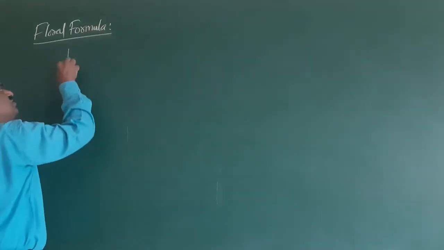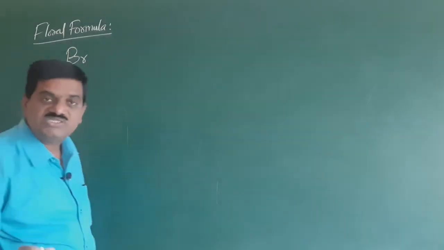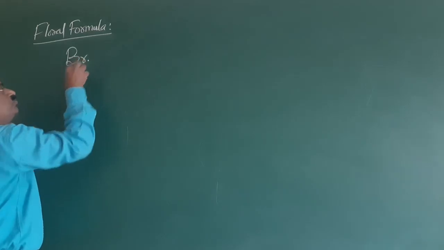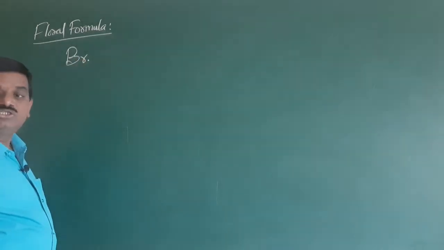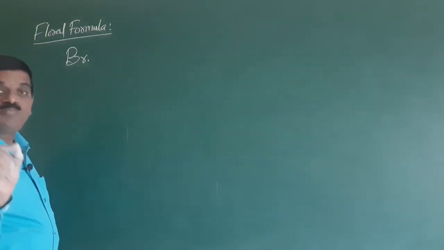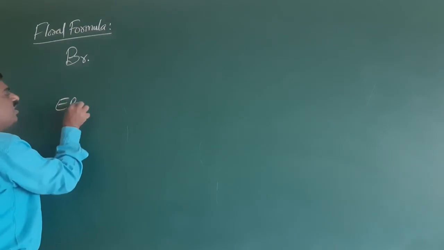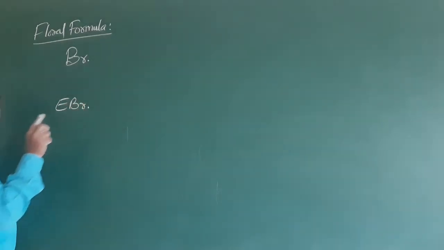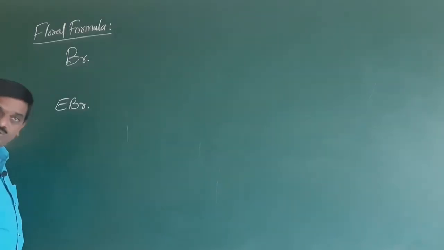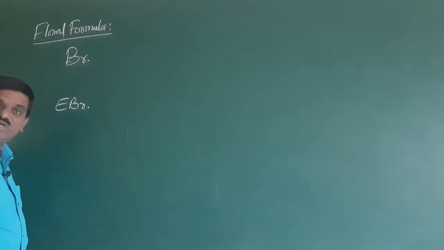If bracts are present in a flower, we are going to write BR full stop. So BR dot indicates bracts are present. If bracts are absent in a flower, we are going to write EBR. So this indicates ebracteate and this indicates bracteate. So bracteate, a bract is present, BR. Ebracteate means absence of a bract.